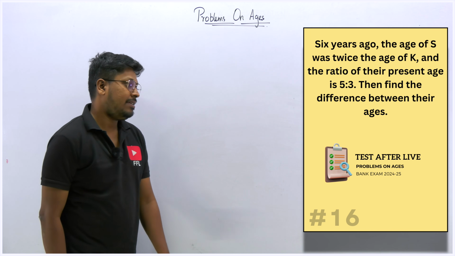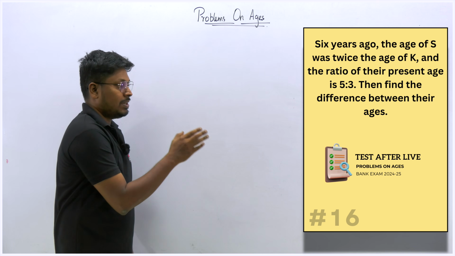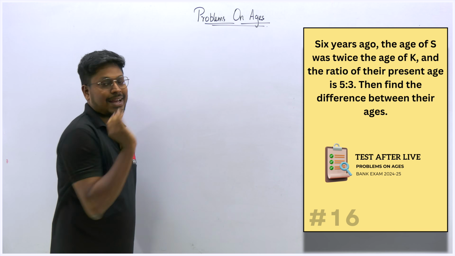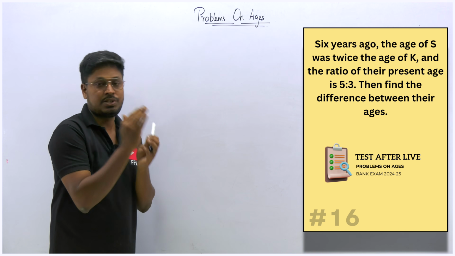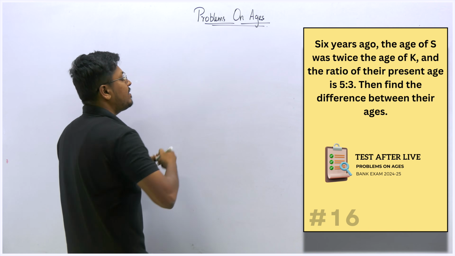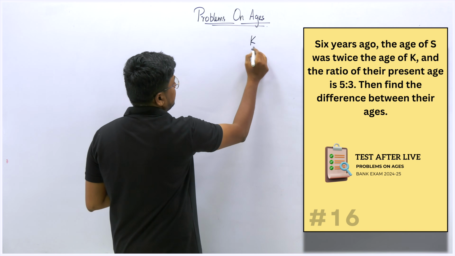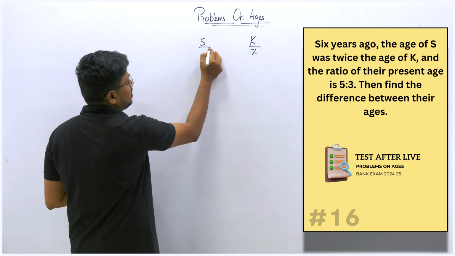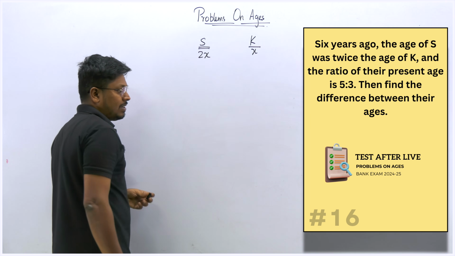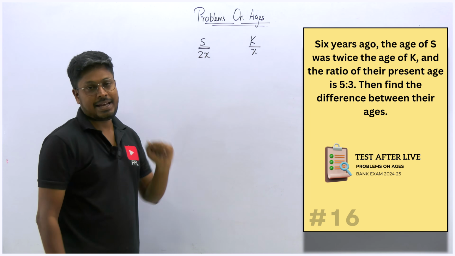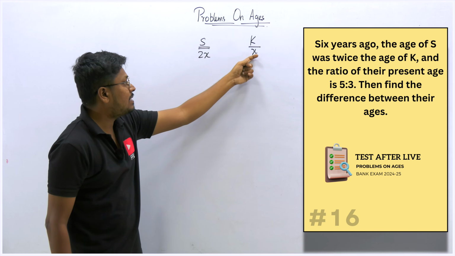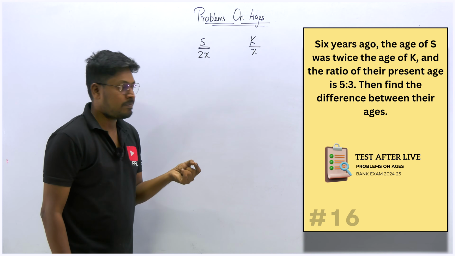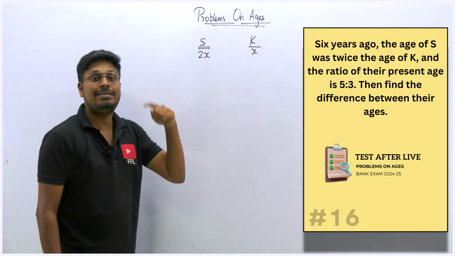Question number 16. So 6 years ago, the age of S was twice the age of K. It's just twice, right? Not 2 times more like that. It's just twice of K. So what we can do is consider K as x. So the age of S will be 2x because they have directly given it. So when we consider K as x, S will be 2x. This is 6 years ago. They are saying 6 years ago.